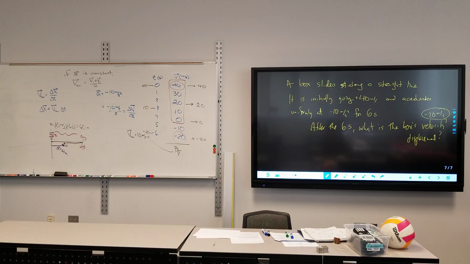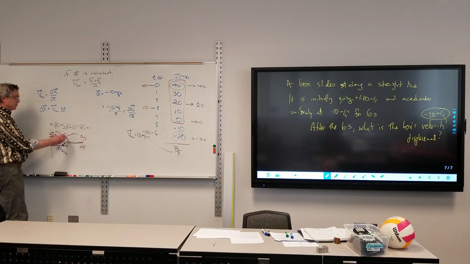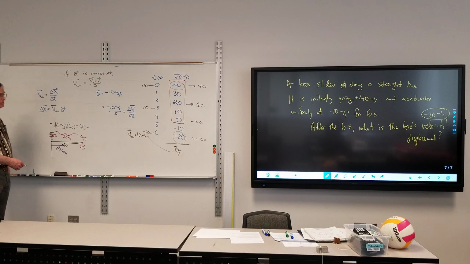Is it 20? It is indeed. So you could have averaged those 5 numbers, or just averaged the 0 to 40, but this is 20 meters per second. And that's for 4 seconds.